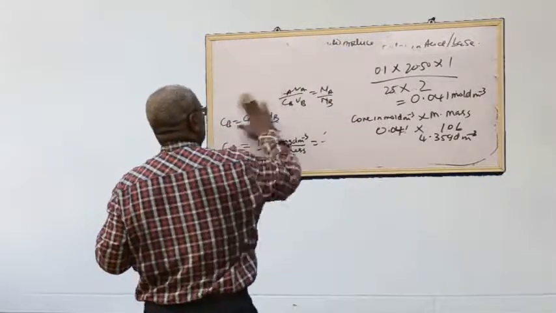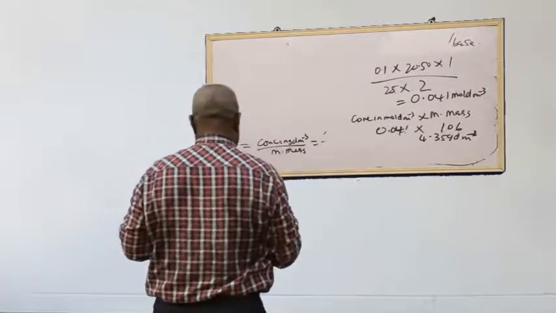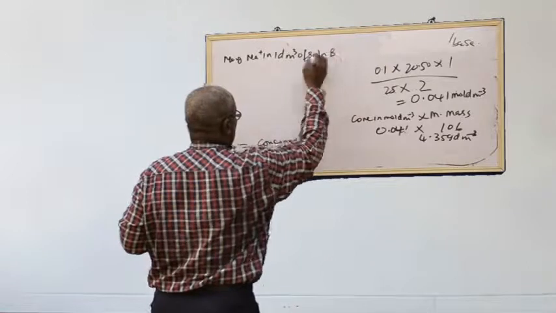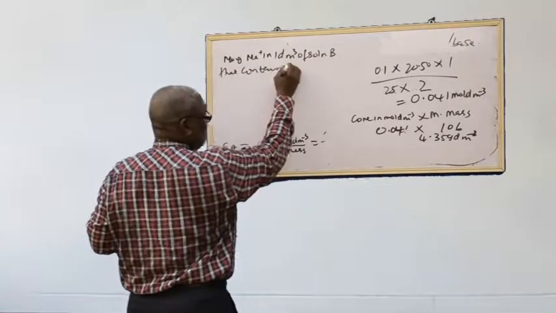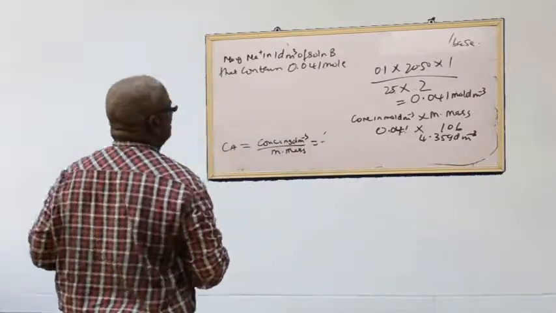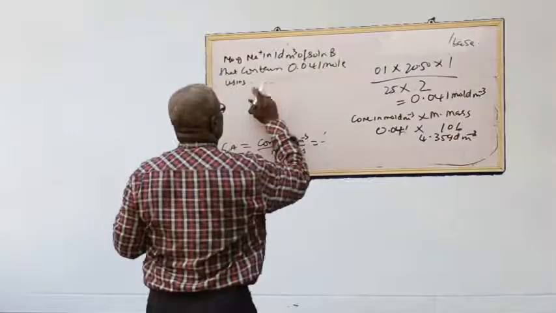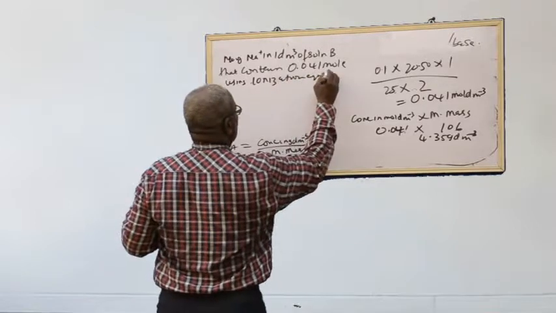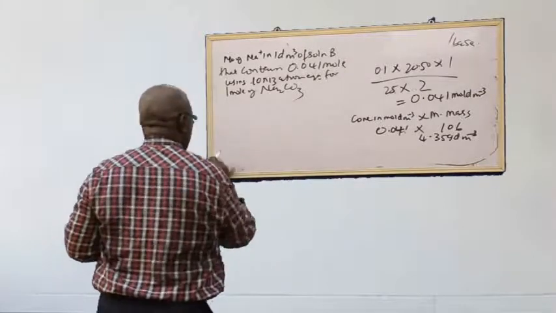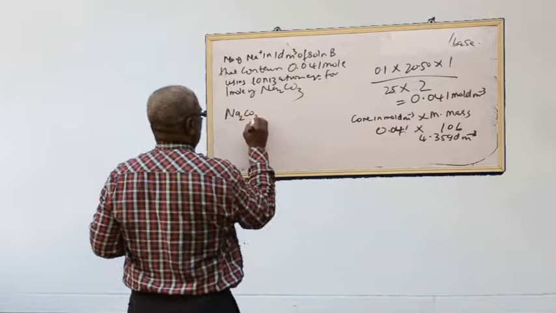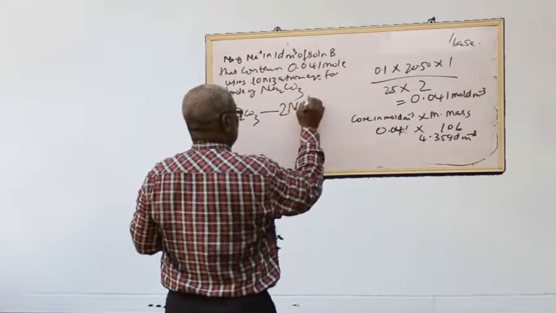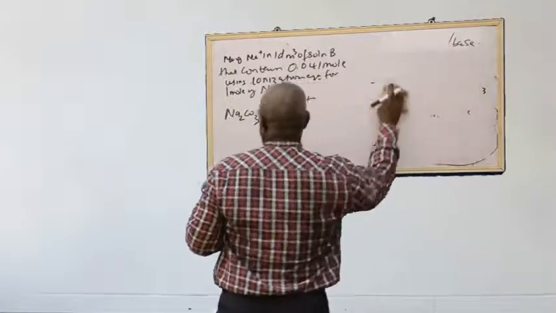Now we want to calculate the number of sodium ions in 1 dm cube of solution B that contains 0.041 mole, using the ionization equation for 1 mole of Na2CO3. What's the ionization equation for 1 mole of Na2CO3? Na2CO3 gives us 2Na+, so 2 moles. This is 1 mole.